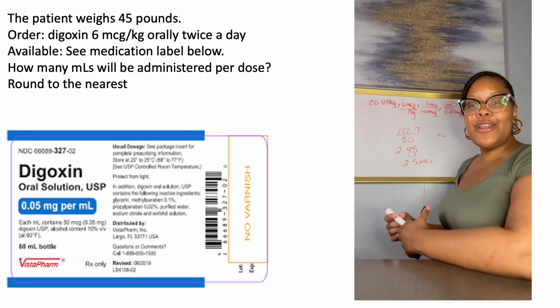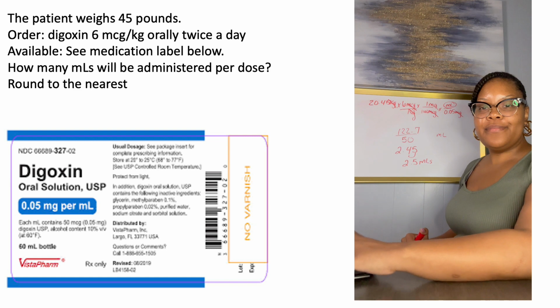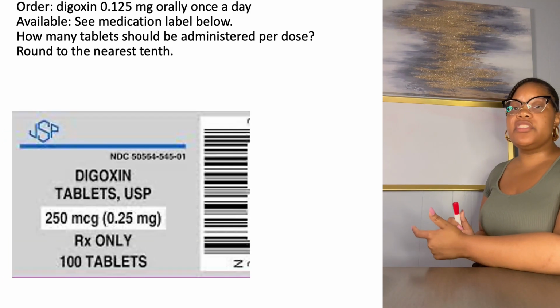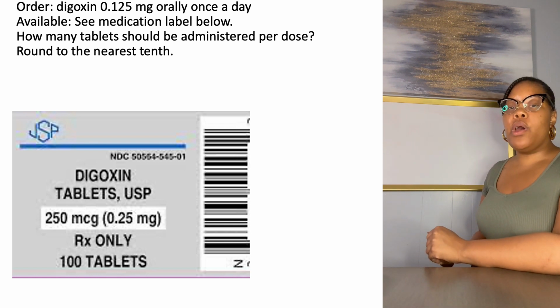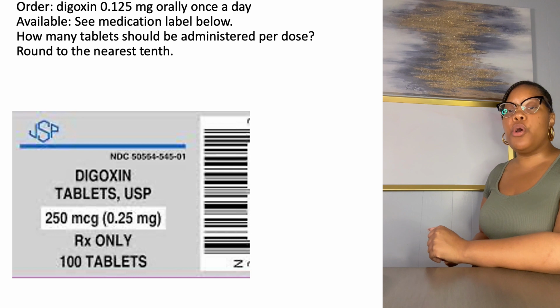All right, we're going to do another one of those because those can be kind of tricky. So let's try another one. The next problem says digoxin. I love digoxin, right? Digoxin 0.125 milligram is given orally once a day. Available, see the medication label. How many tablets should be administered per dose? Round to the nearest 10th.